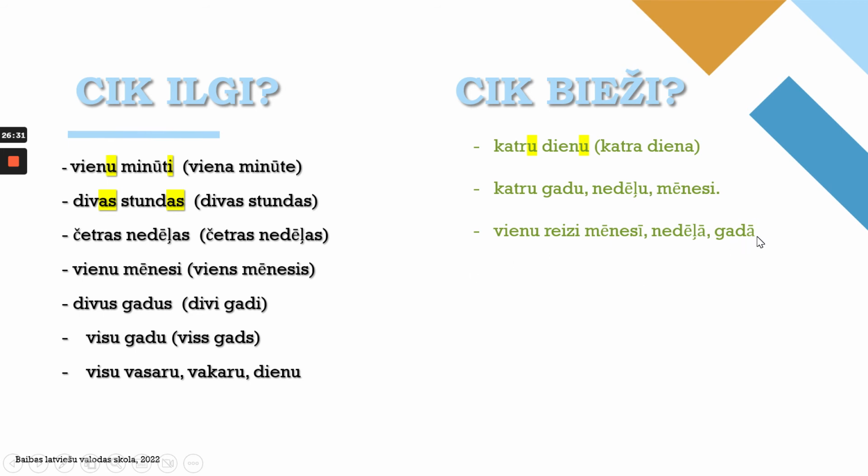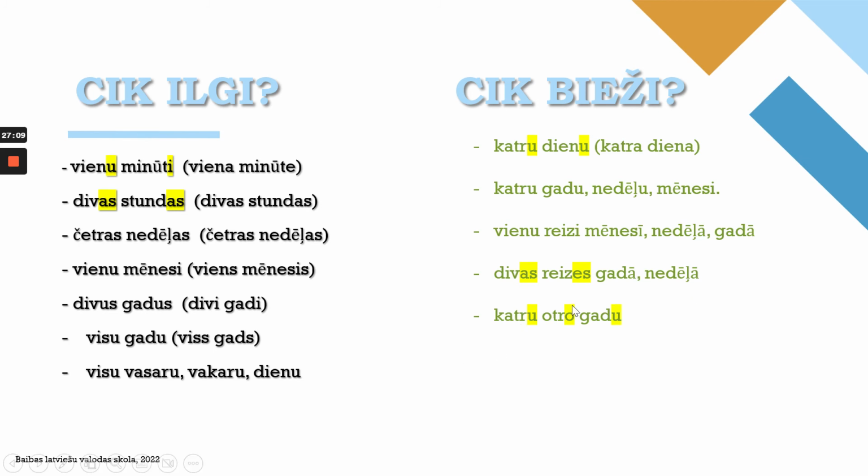Vienu reizi gadā. Also, because reizi, singular form, can mean only one and nothing else, we can skip the word vienu. And we could say only reizi mēnesī, reizi nedēļā, reizi gadā. Plural form, already easier because reizes is a feminine plural noun. So divas, the number takes also feminine ending. Divas reizes gadā, 2 times a year. Divas reizes nedēļā, 2 times a week.